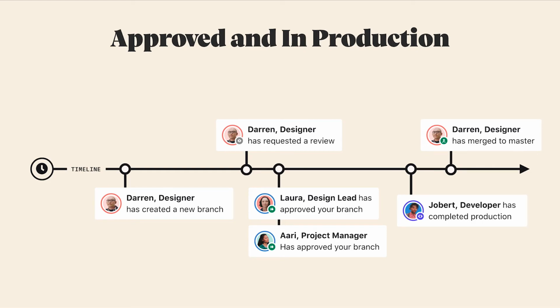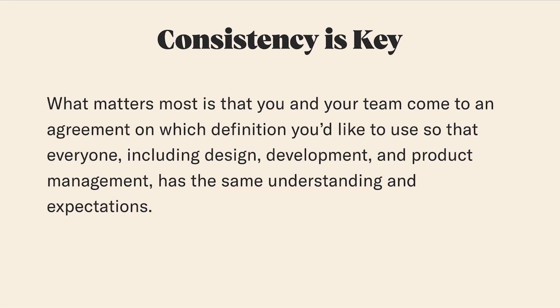What's especially appealing about this method for large teams is that the master should always be a replica of what's been implemented in production. From here, it's easy to create new branches to work on the next iteration of the product. Both of these methods are good ways to think about master. What matters most is that you and your team come to an agreement on which definition you'd like to use so that everyone, including design, development, and product management, has the same understanding and expectations.